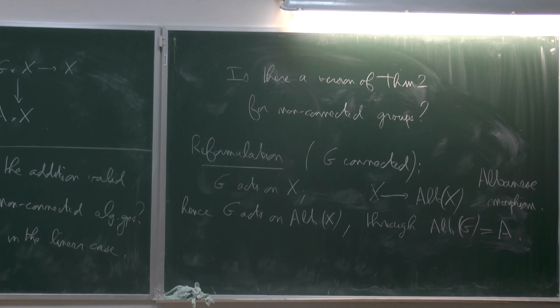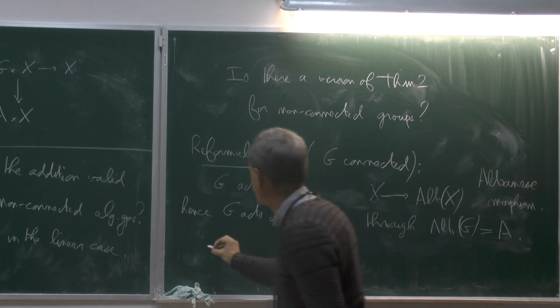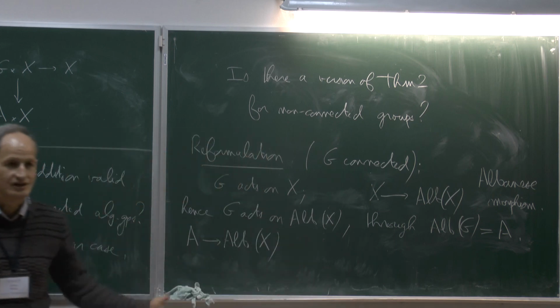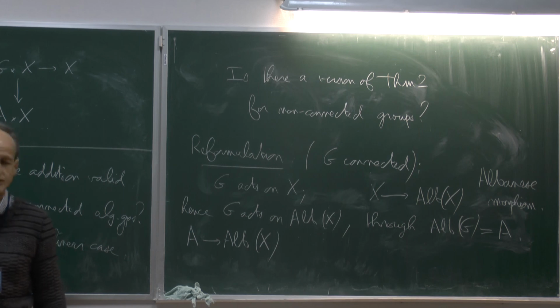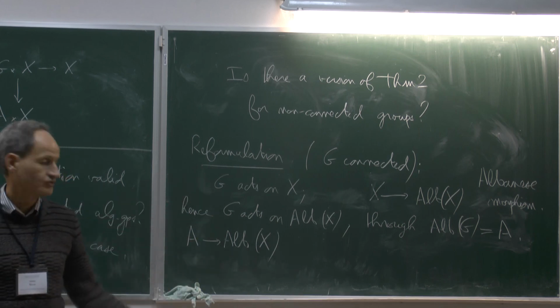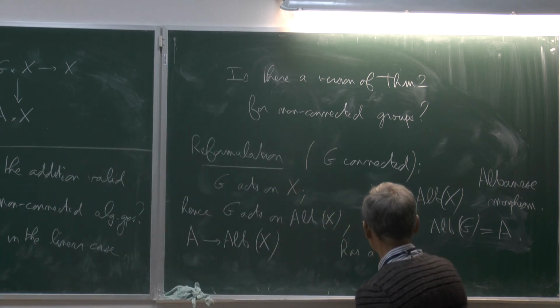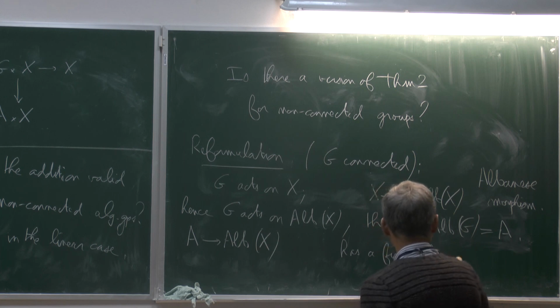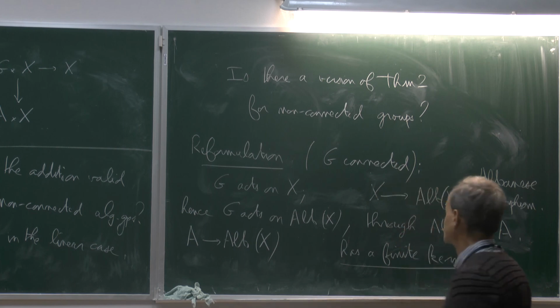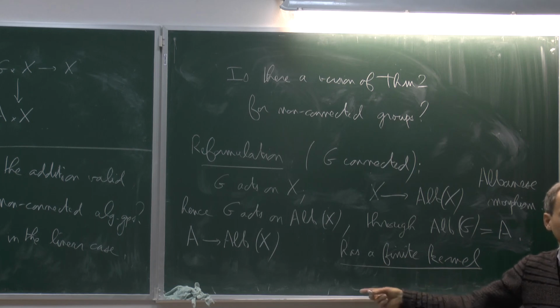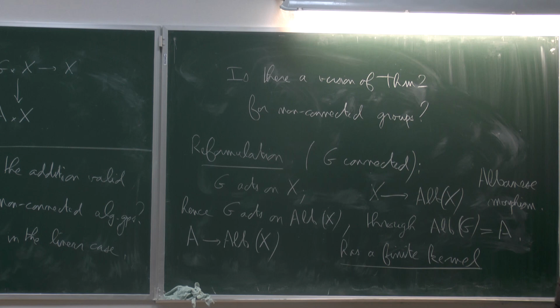So what we get is an action of A, an abelian variety, on another one, which is just a morphism of groups, like that. And the reformulation of theorem 2 is that this morphism has a finite kernel. Again, if G acts effectively on X. It's not hard to see, but now it looks much more concrete. But for me, it's not a simplification for the proof.